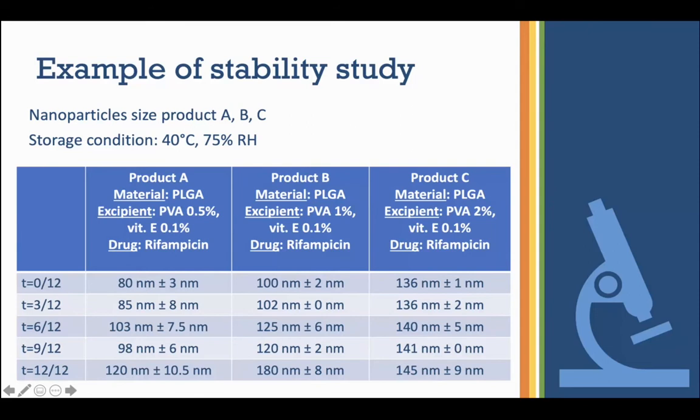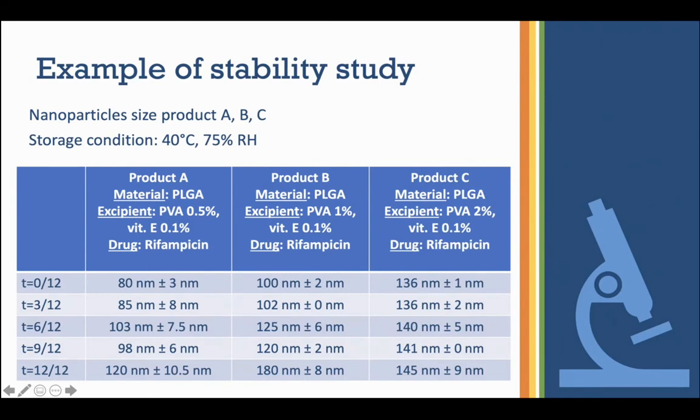If you can see here, all the materials that we use to prepare the nanoparticles are the same, which are PLGA, but the difference is only in the excipient, which is the stabilizer. The stabilizer, which is PVA or polyvinyl alcohol, the percentage of this stabilizer is different between the different products. So you prepare the 3 products with the drugs, and then you store them, and then you evaluate the particle size. And from here, you would know whether the particle size remained stable during the storage.